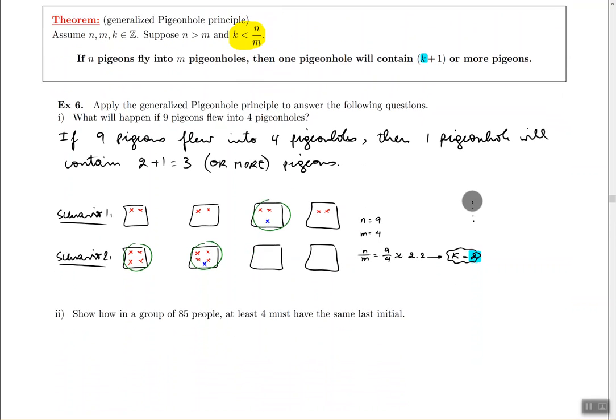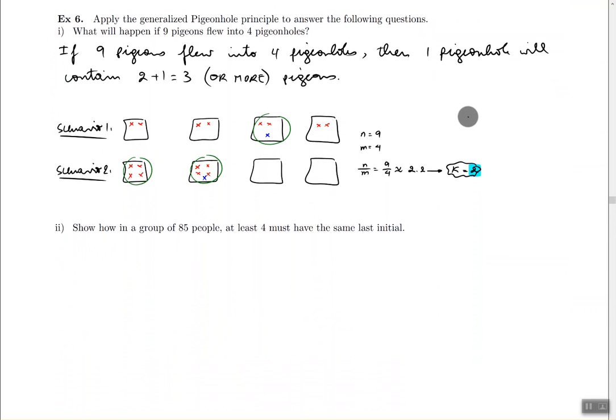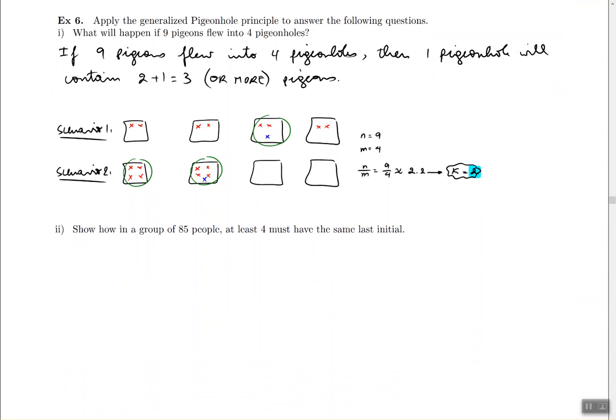So let's give it a shot with this example, number 6, part 2. Suppose that we have a group of 85 people. Must there be at least 4 with the same last initial? In this problem, the number of people is 85. That's the n. The m in this problem is the last initial, of which there are 26 possible last initials. And let's divide n by m.